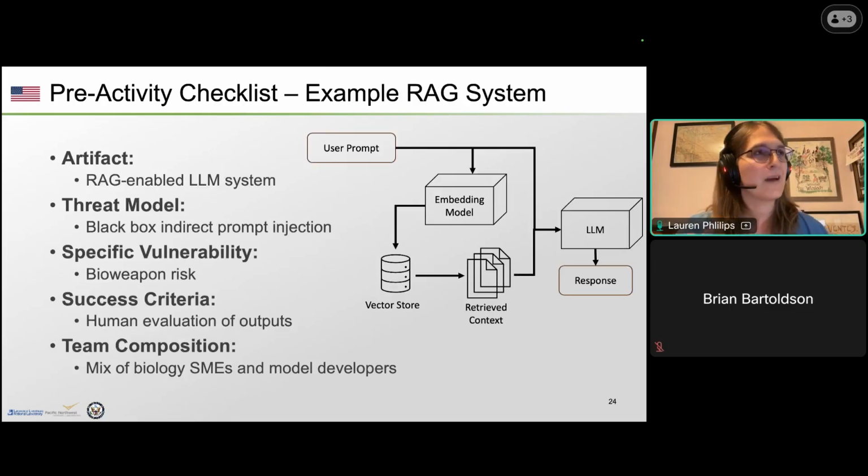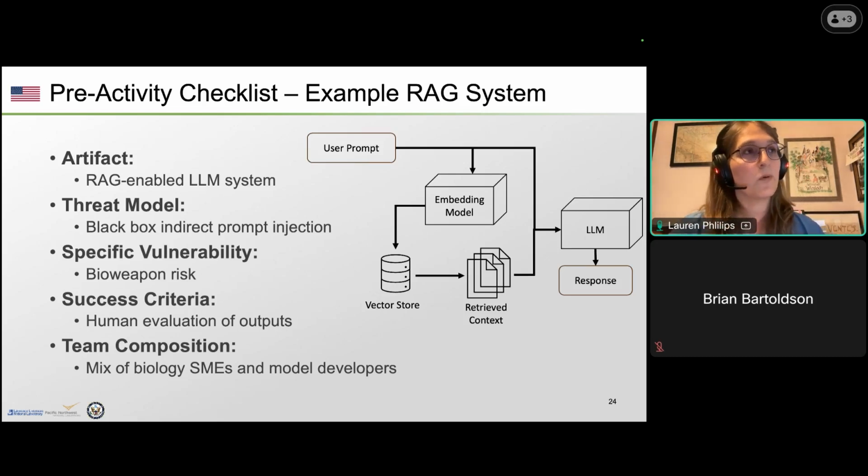So I have an example here of just a very basic RAG system. As an example, I may have developed an LLM, and I've just created an application that allows a user to upload documents into a vector store, and we'll use that for the RAG system. So I want to understand how vulnerable is this new component that I've added into the system. So the artifact I'm assessing is this whole system, not just the LLM, but the RAG-enabled LLM system.